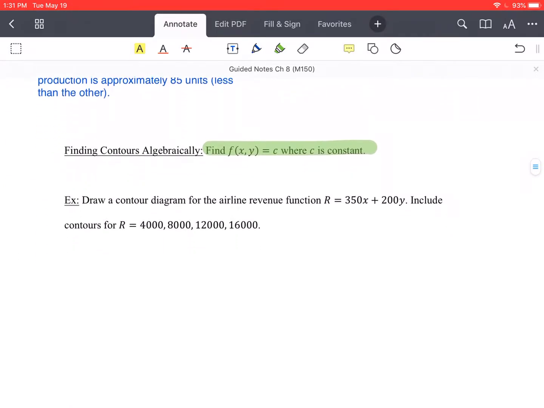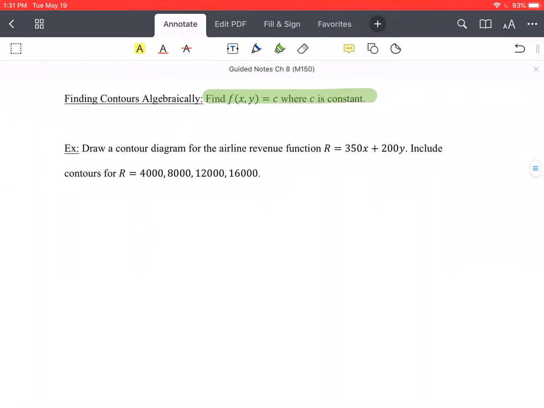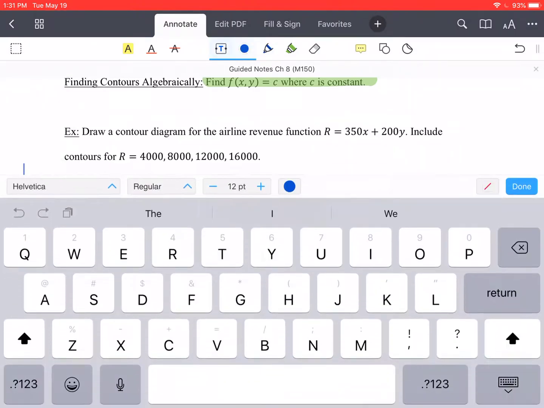So let's try that. Draw a contour diagram for the airline revenue function, r equals 350x plus 200y. Include contours for 4,000, 8,000, 12,000, and 16,000. So let's do that here. Let me actually just type this part in.